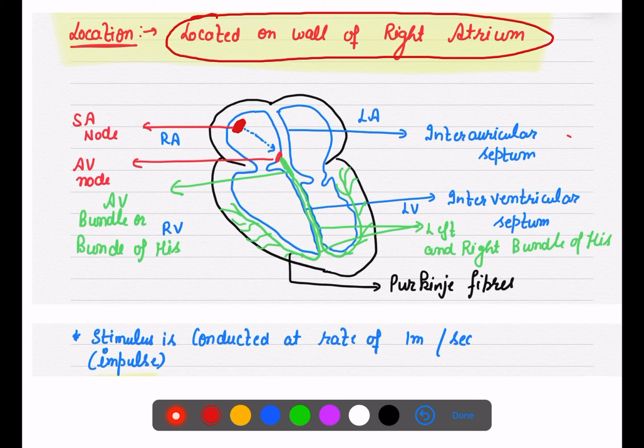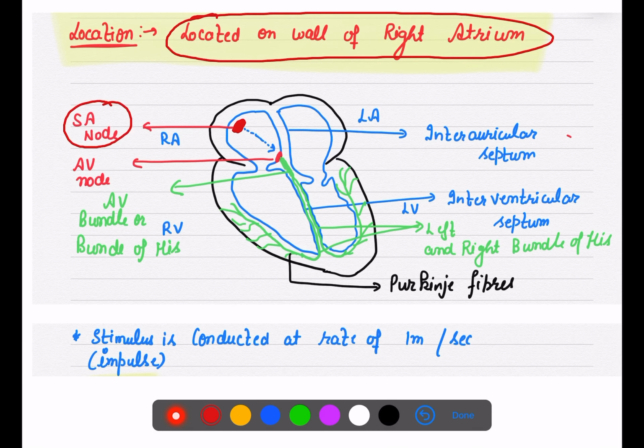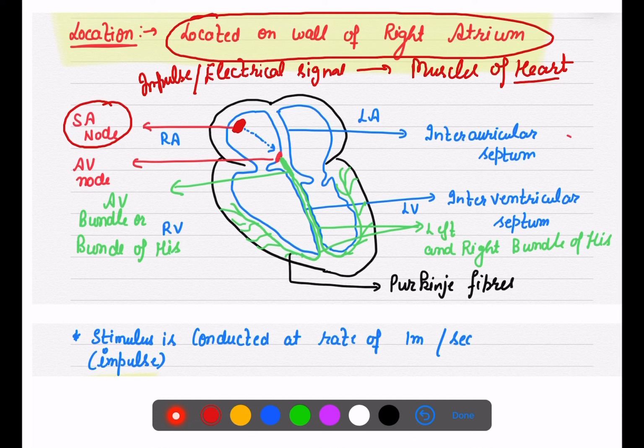So on the wall of right atrium we have the SA node. And what is the function of the SA node? It is the first group of cells, the area where an impulse, or electrical signal, is generated. Then it goes to the muscles of the heart, and the moment it reaches the muscles of the heart, they start contraction and pumping the blood.